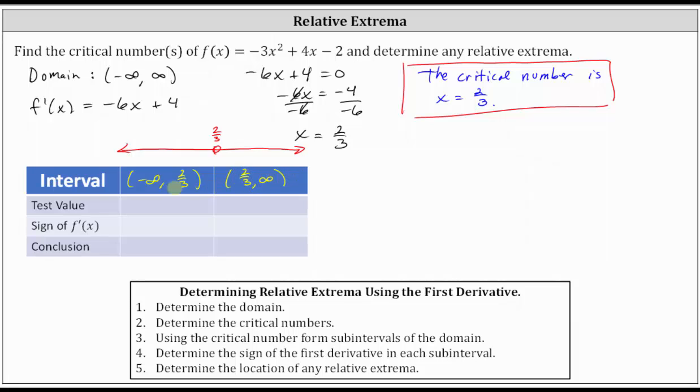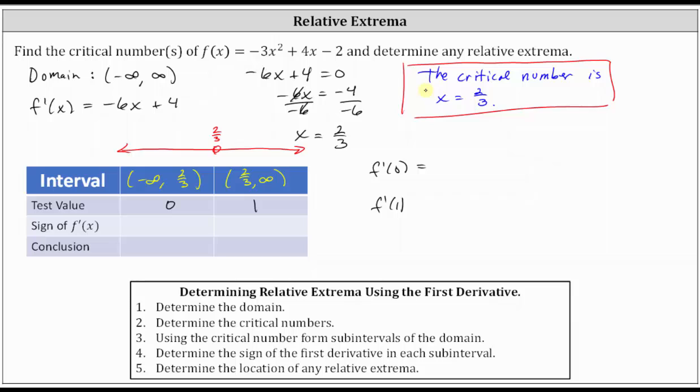And now we're going to pick a test value in each subinterval and then determine the sign of the first derivative. The sign of the first derivative will indicate whether the function is increasing or decreasing over the interval, or possibly constant. And then from there we can determine whether we have any relative extrema. So for the test values, for the first subinterval, let's test x equals 0. And for the second subinterval, let's test x equals 1. So now we need to determine f prime of 0 and f prime of 1.